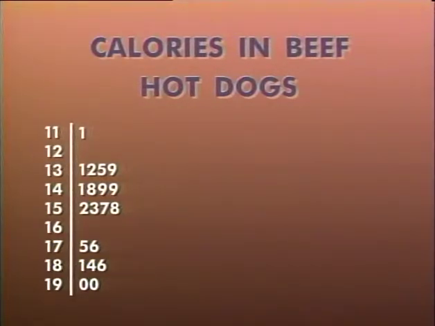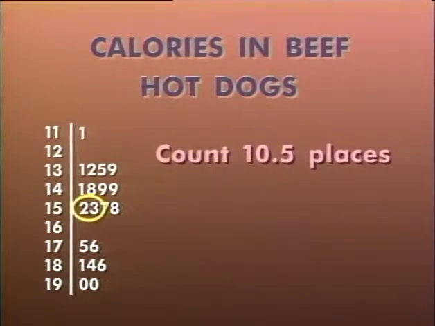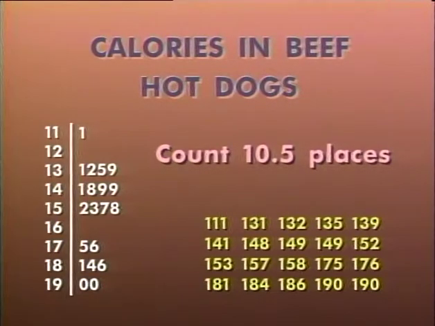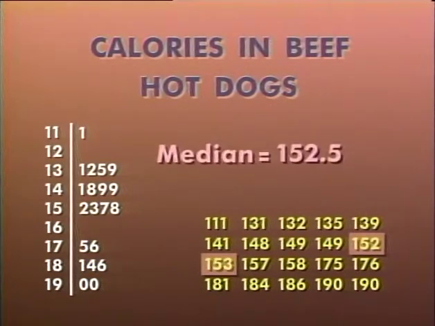Now let's describe the distribution numerically. We'll use the median to tell us the calorie content of a typical beef hot dog. Since we have 20 brands, the location of the median is (20 + 1) / 2, which equals 10.5. That's halfway between the 10th and 11th hot dog in the ordered list. The stem plot already arranges the data in order. That's an advantage of stem plots. But we'll write the ordered values here for easier viewing. The 10th and 11th values are 152 and 153. So the median is the average of these values, or 152.5 calories. Knowing the center of a distribution like this is a good start.